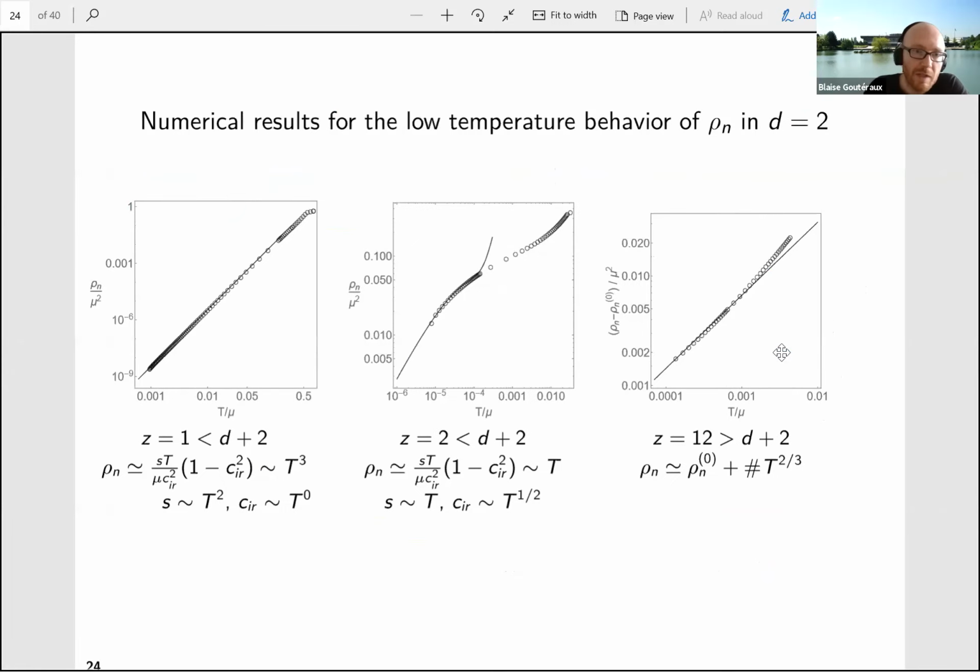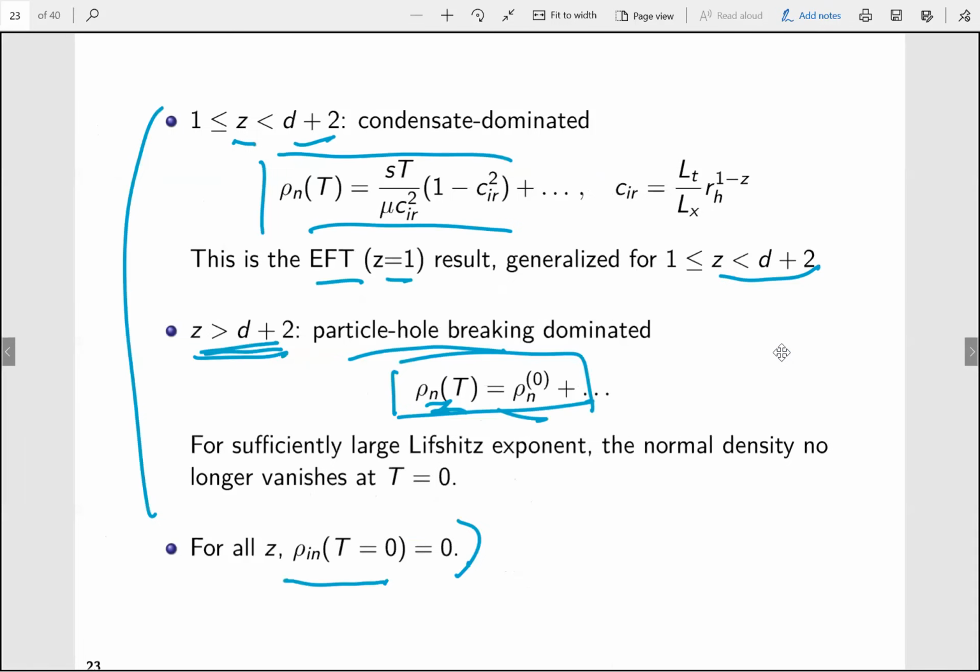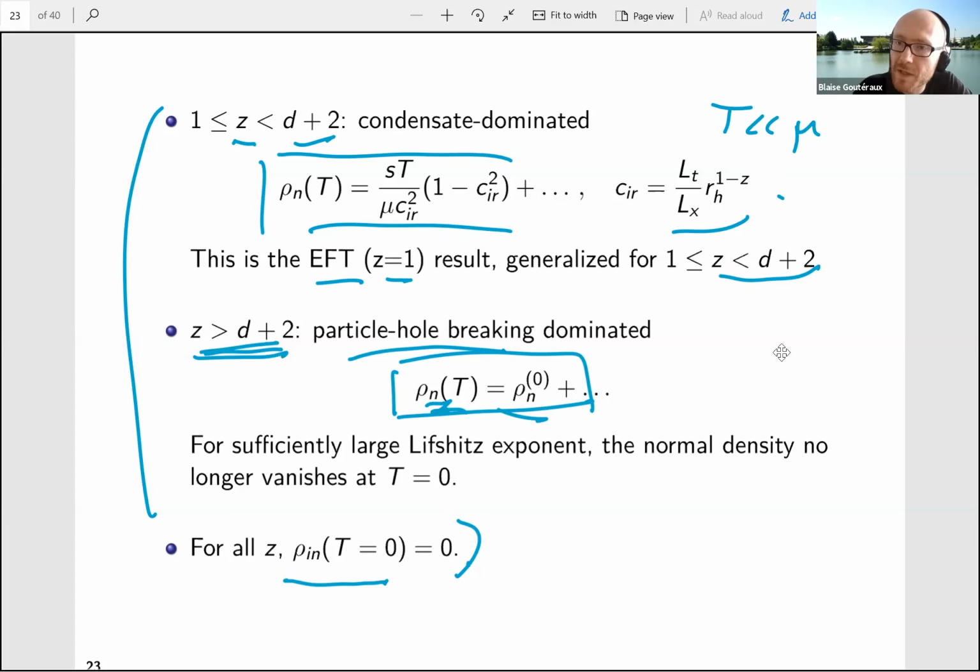Can I just ask a clarification? What was your r_h in this formula in the first equation? The horizon radius, yeah. I mean, this is the horizon radius. Here I'm always considering spacetimes that have a small temperature, T much less than mu. So r_h is also dependent on temperature, is that right? Yes. Typically r_h goes like T to the minus 1 over z. Very good.